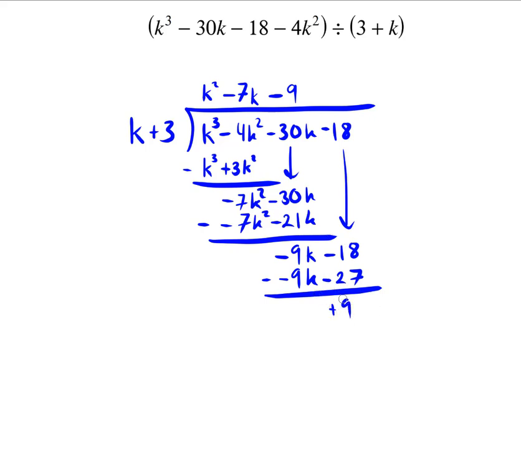But remember, what I really want to do now is get my 9 as a fraction. So I'm going to take my 9 and divide it by my divisor. So it's going to become 9 over k plus 3. Okay? And that is my answer. k squared minus 7k minus 9 plus 9 over k plus 3, or 3 plus k, since you could rearrange it to 3 plus k, since that's kind of what we started with. But since I rearranged it to get this, I figured what the heck, I'd leave it like that, right? So anyway, hopefully that made sense to you.